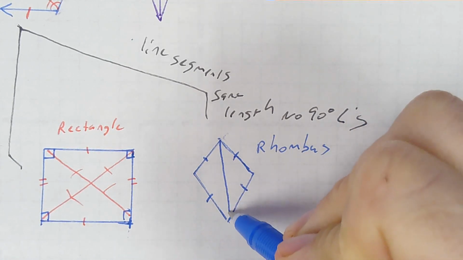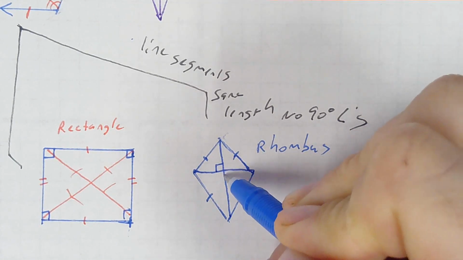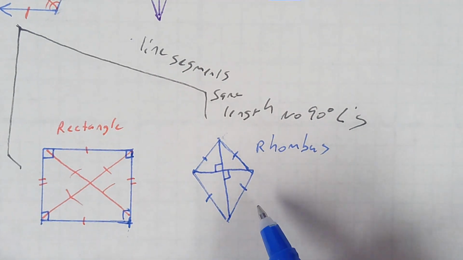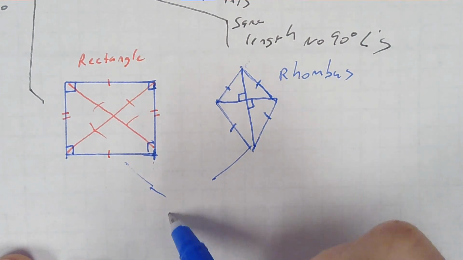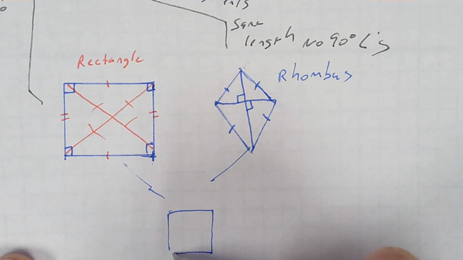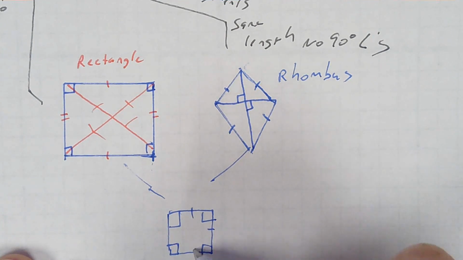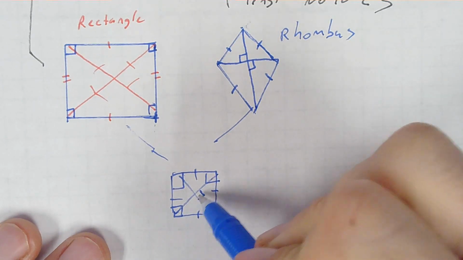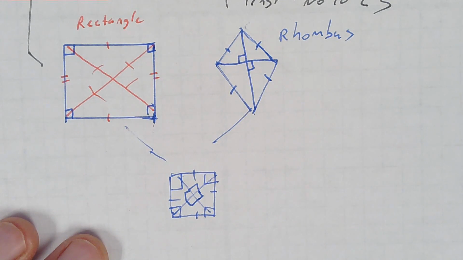However, the diagonals do meet at a 90-degree angle. So that will help you remember that. If you combine these two, you make yourself a square. A square has all the same angles, all the same lengths, all the diagonals are the same, and they meet at 90-degree angles on the inside too. Everything about a square is indeed square.